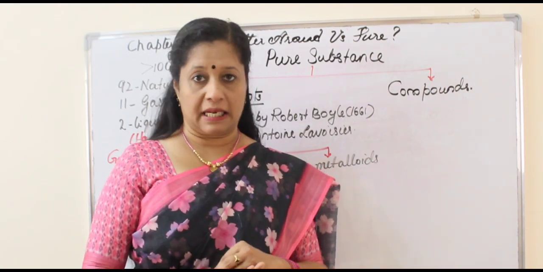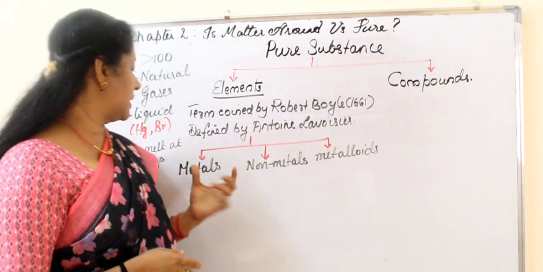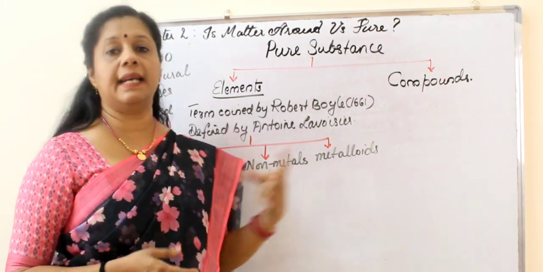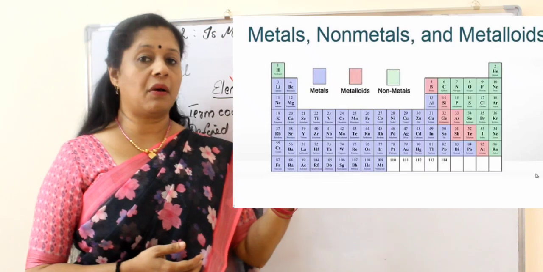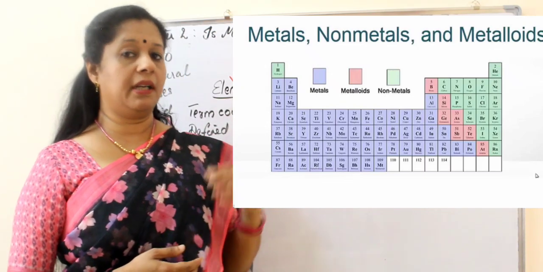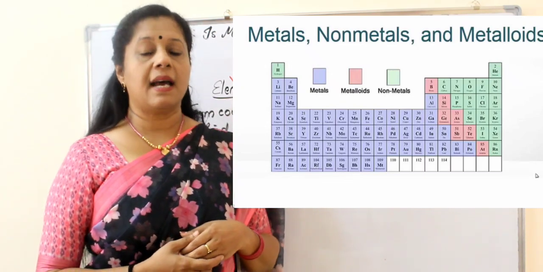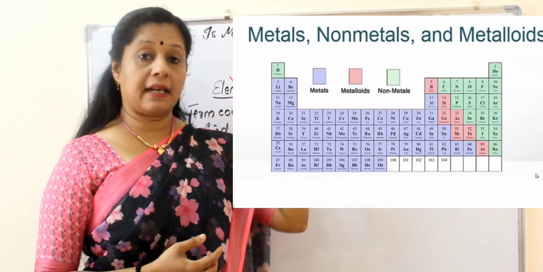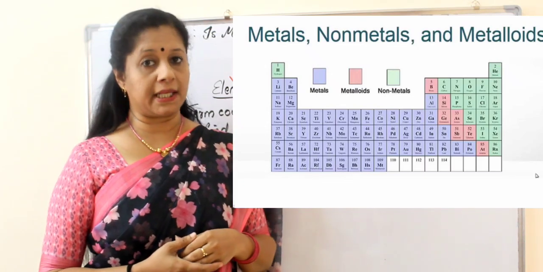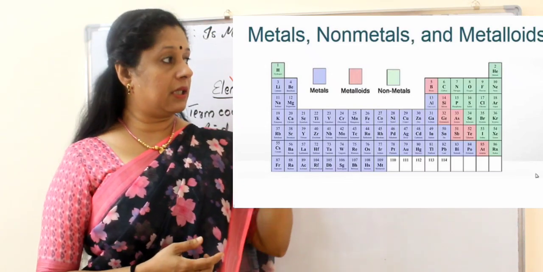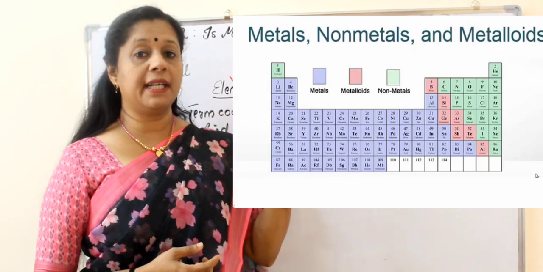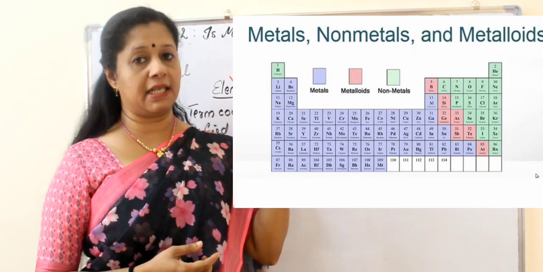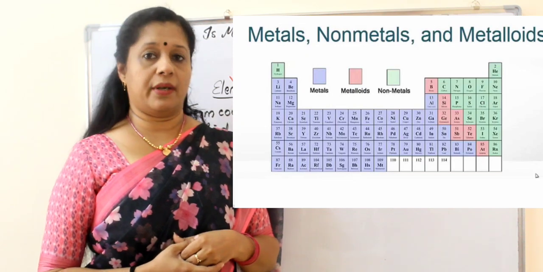So it will melt. Elements can be further classified into metals, non-metals and metalloids. They are arranged in the periodic table. Metals are found on the left side of the periodic table. Here you can see the majority of them are metals, and the right side is occupied by non-metals. But in between, there are a few elements which have the properties of both metals as well as non-metals. They are called metalloids.